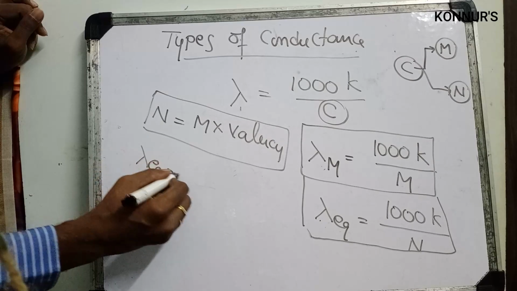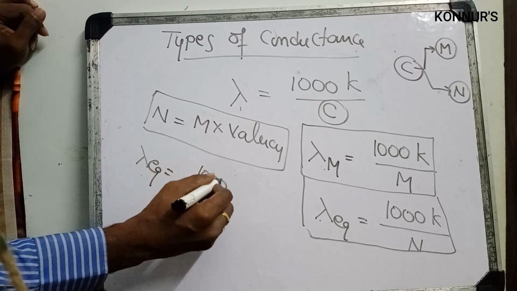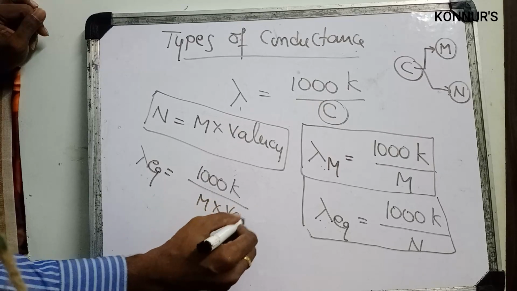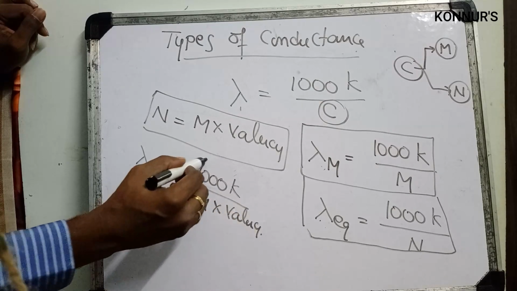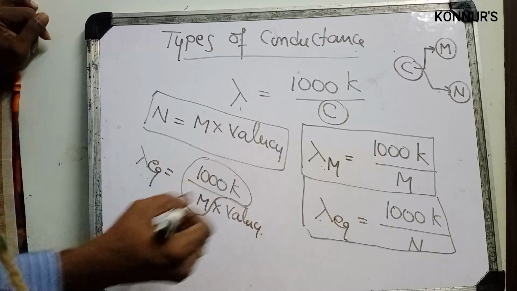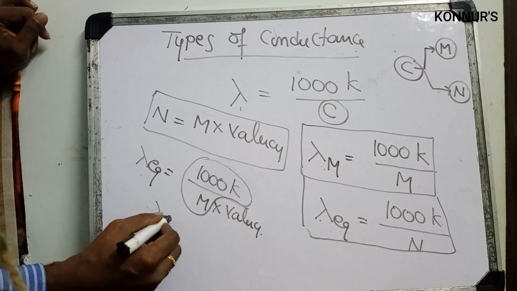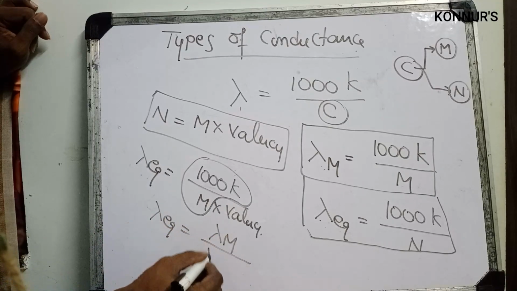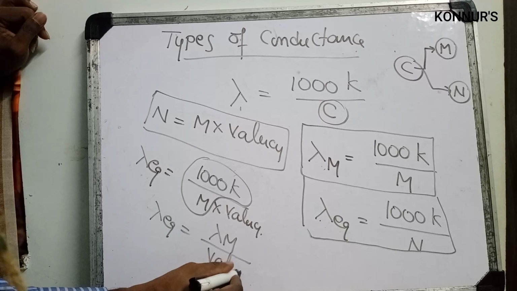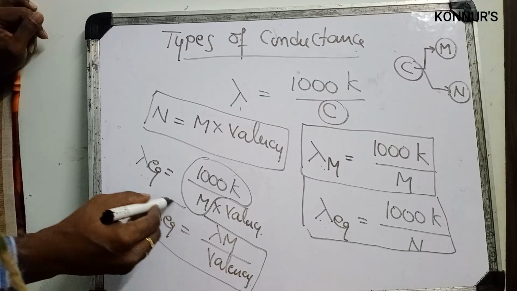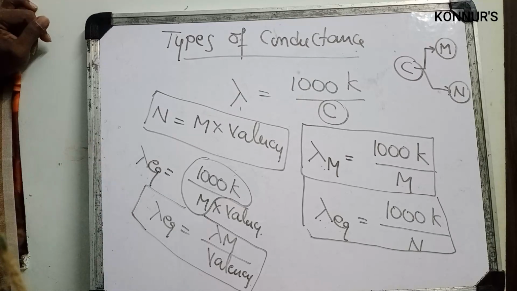Lambda equivalent equals 1000 K by molarity into valency. Here, this value you can write as lambda m. So lambda equivalent equals lambda m by valency. So this is another important formula.